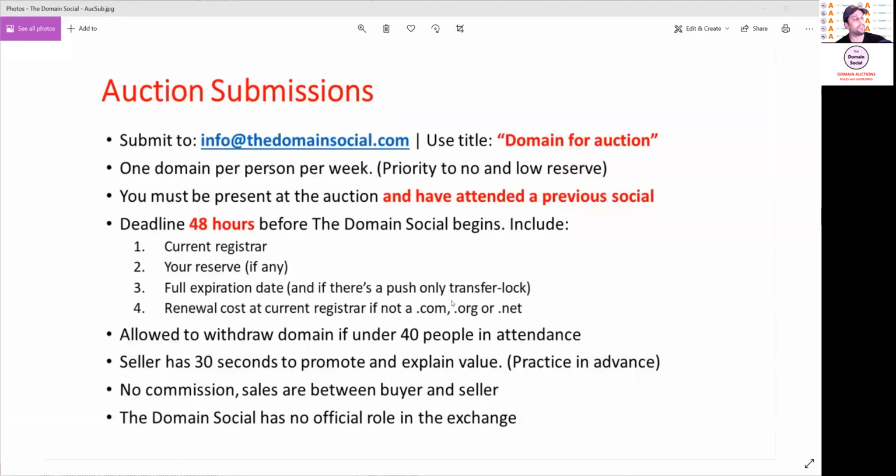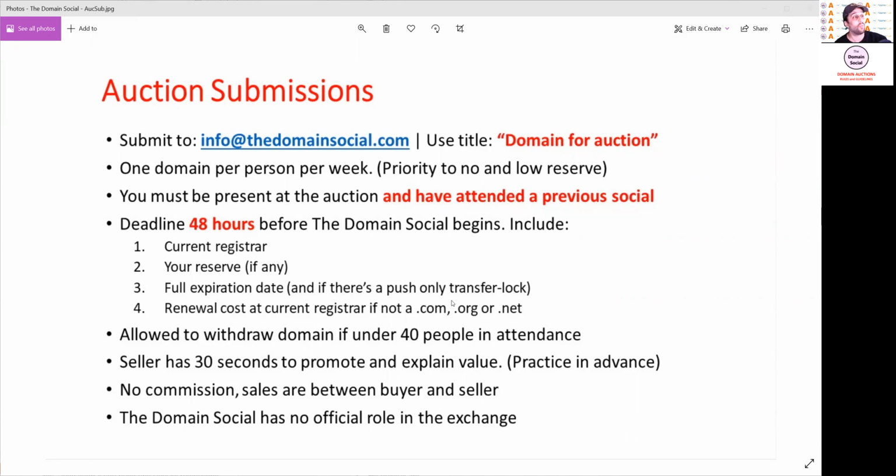If you want to submit a domain for the auction, email info@thedomainsocial.com and use the title domain for auction. And please keep this separate from any other emails you need to send me. If you need to send me email for any other reason, send it separately, and just keep this alone so I can try to keep myself organized. It doesn't always work, but if I see domain for auction, I will put it as a priority.